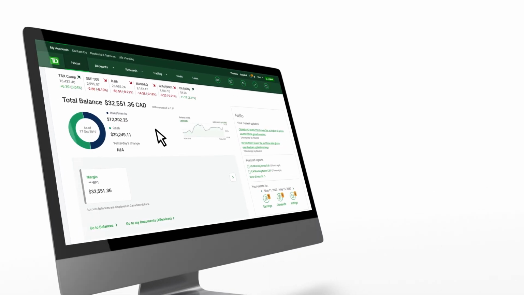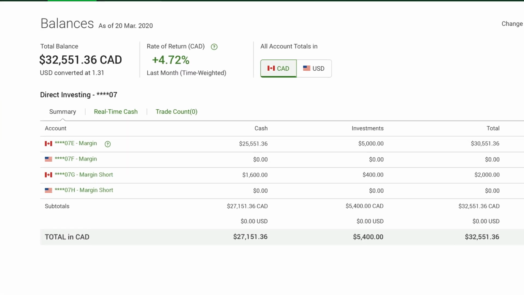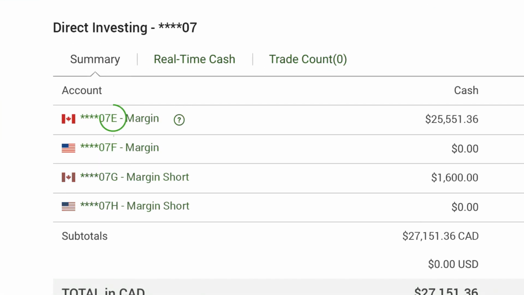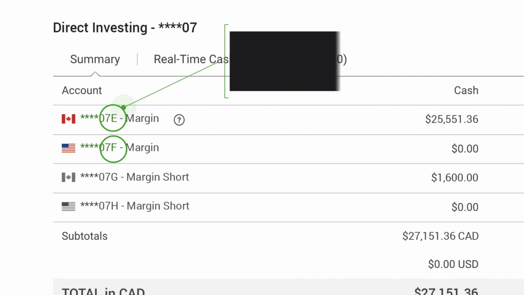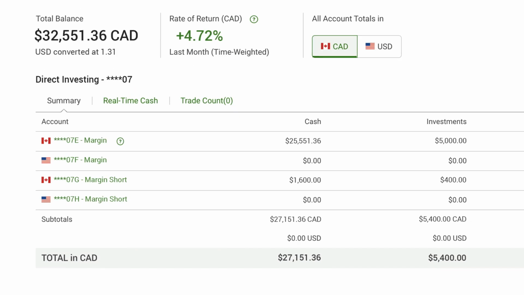As we break down how to calculate margin, let's look at where you can find how much margin you have. In WebBroker, go to Account Balances. If you hold more than one account, you can identify a margin account by looking for an E or F at the end of the account number. E represents the Canadian component of your margin account, and F is the US component.